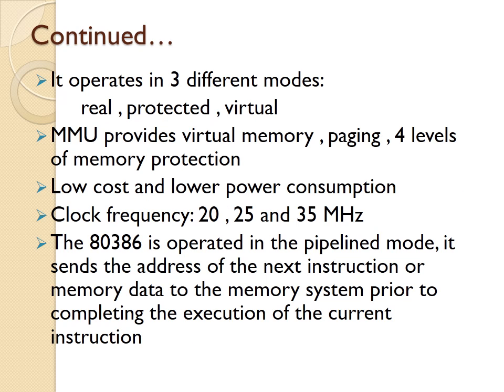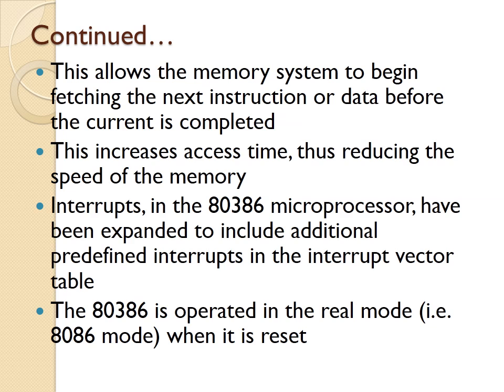It operates in 3 different modes: real, protected, and virtual. Memory management unit provides virtual memory, paging, and 4 levels of memory protection. It has low cost and low power consumption. It used clock frequency of 20, 25, and 35 megahertz. It operates in pipeline mode, that is, it sends the address of the next instruction or data to the memory prior to completing the execution of current instruction, so that memory system can begin fetching the next instruction or data before current is completed. This increases access time, thus reducing the speed of memory.